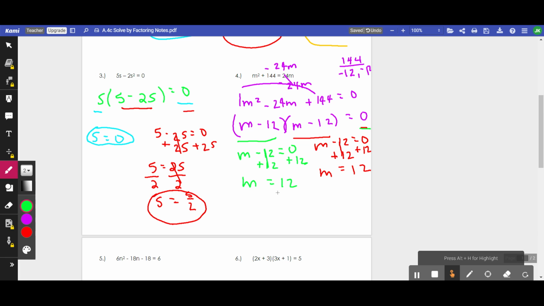So each of your two solutions was the same here. So really you'll only need one of these, which means if your solution's m equals 12, if you were to graph it, it would touch way down here at 12 and then come right back up. This is called a double root because it would touch and then come back up; it wouldn't cross it twice. So that would be your only solution for that one.